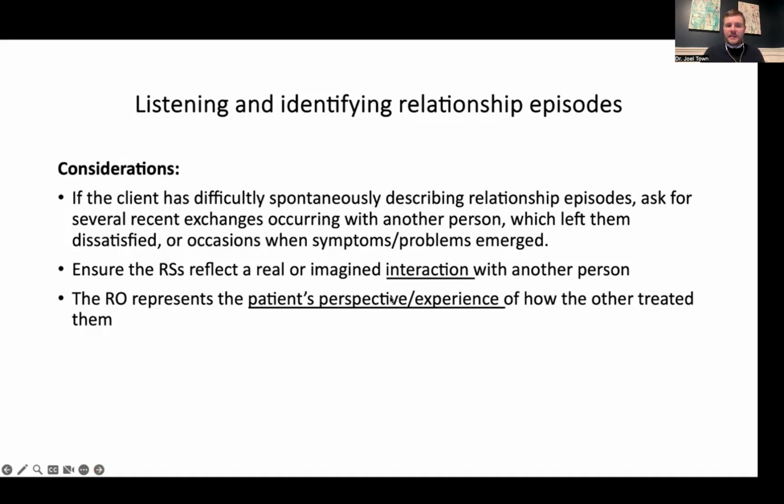One thing to have in mind here is that the actual interactions that you're looking at do need to be real or at least imagined. They're not totally hypothetical. And keeping in mind again that the response in which a client has the consequence for emotions being triggered, it's a subjective perspective or experience of how the other person treated them or they perceive they were going to treat them.